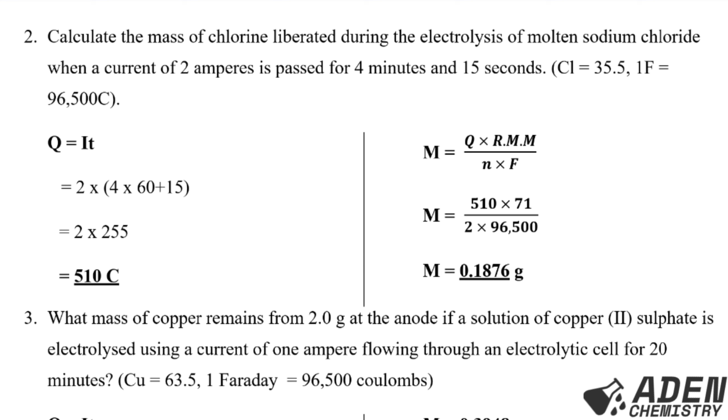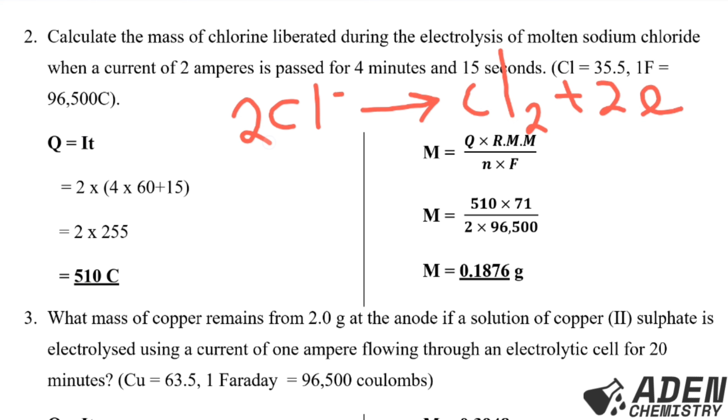First of all, we have to have chlorine, so chloride ion like that, because we're having molten sodium chloride. So these chloride ions will lose electrons to form chlorine gas. So the number of electrons that is going to be lost will be 2, because we have to put 2 here to balance the equation. So the number of electrons gained or lost is the number of Faradays. So we're going to put 2 here.